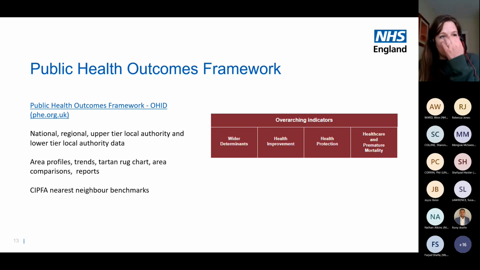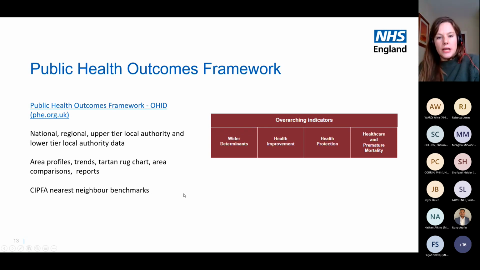So the tool uses what we call CIPFA, I'll spell it out, the Chartered Institute of Public Finance and Accountancy, nearest neighbours. And these are areas that are grouped according to similarities based on lots of different population characteristics, such as age, deprivation, population density, unemployment, and a range of other taxation and financial indicators. So this then allows us to compare our geography of interest to those of similar population characteristics, and perhaps helps us to start to unpick what may be driving the variation we see for our area.